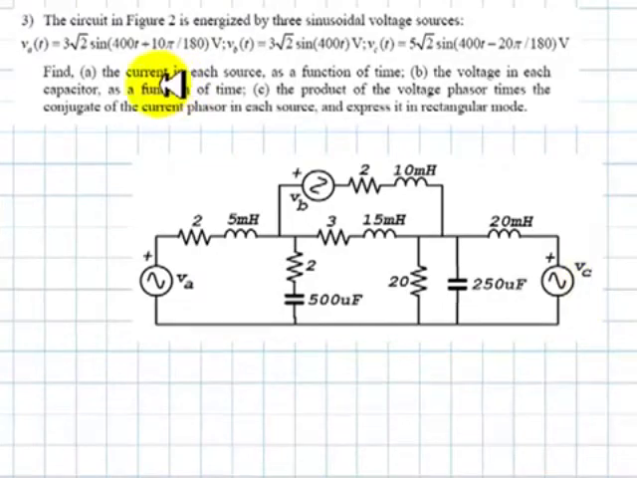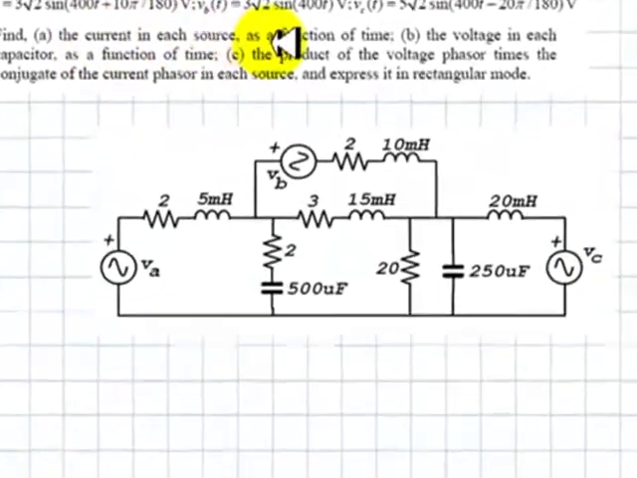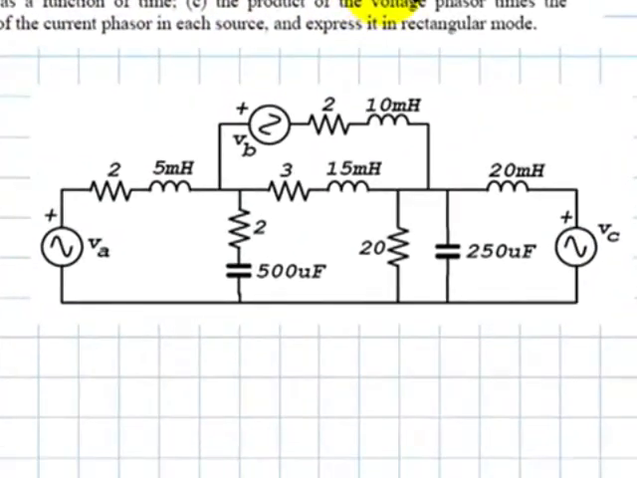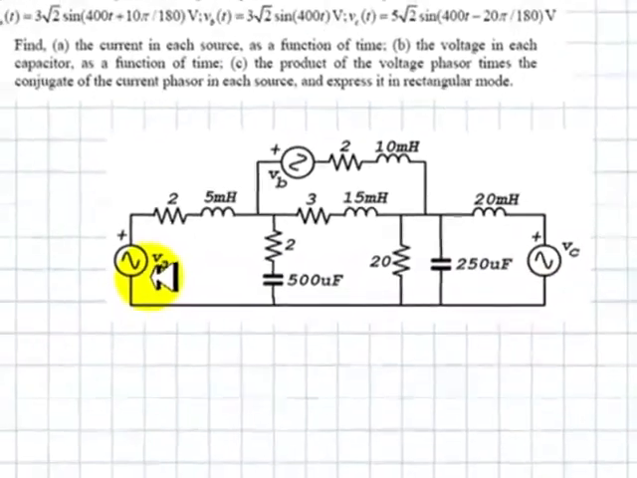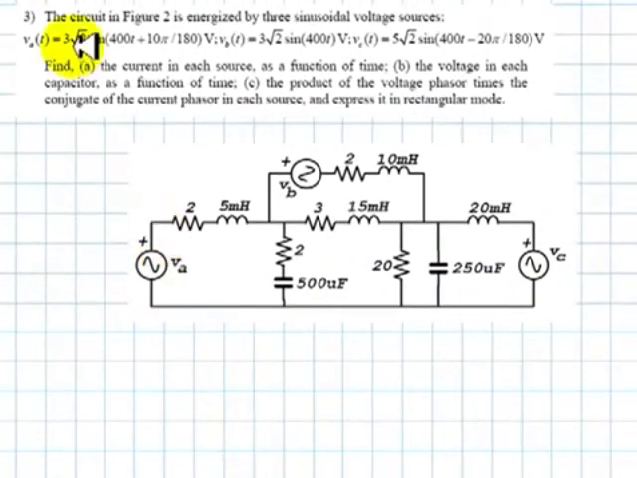The question is, part A, find the current in each source as a function of time. Current here, current there, and current there. We begin by representing those sources as phasors: 3 with 10 degrees, 3 with 0 degrees, and 5 with negative 20 degrees.